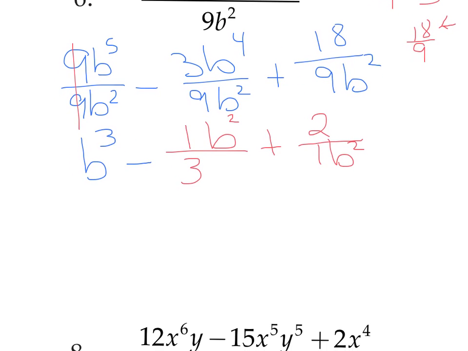All right, all that simplifies to make b cubed minus b squared over 3. And all I did here was get rid of this 1 coefficient because we don't really need it. And we don't need this 1 coefficient either. So plus 2 over b squared.